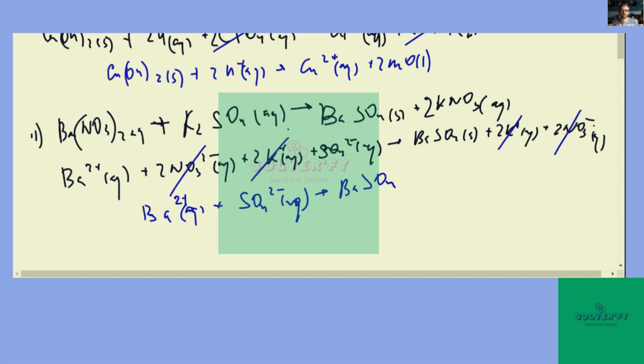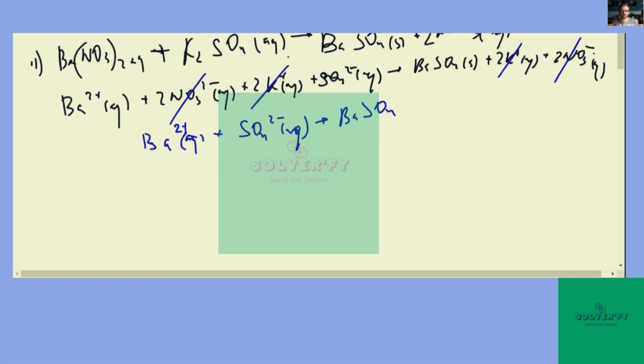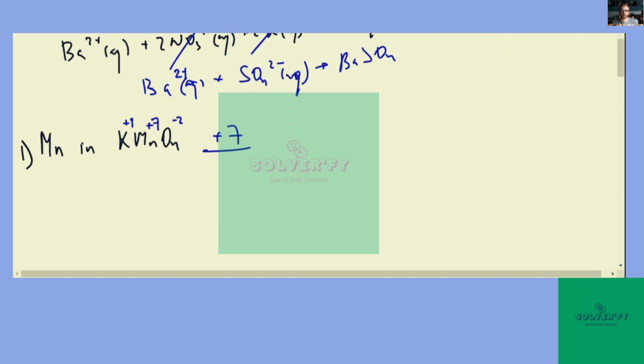Okay, now let's move on, and now we have to determine oxidation numbers for several compounds. So the first one is manganese in potassium permanganate. So here the oxidation number of manganese is +7, because for potassium it's +1, for oxygen it's -2, so the charge is now balanced. So manganese in potassium permanganate is +7.